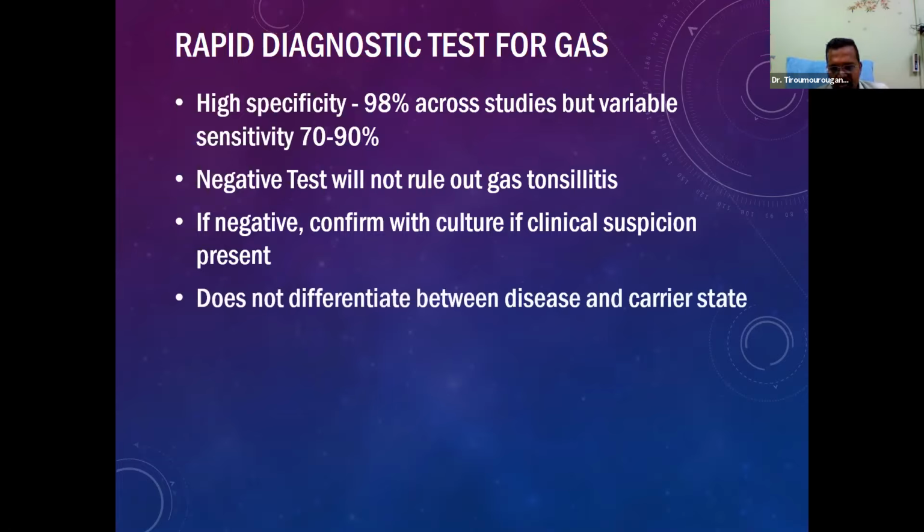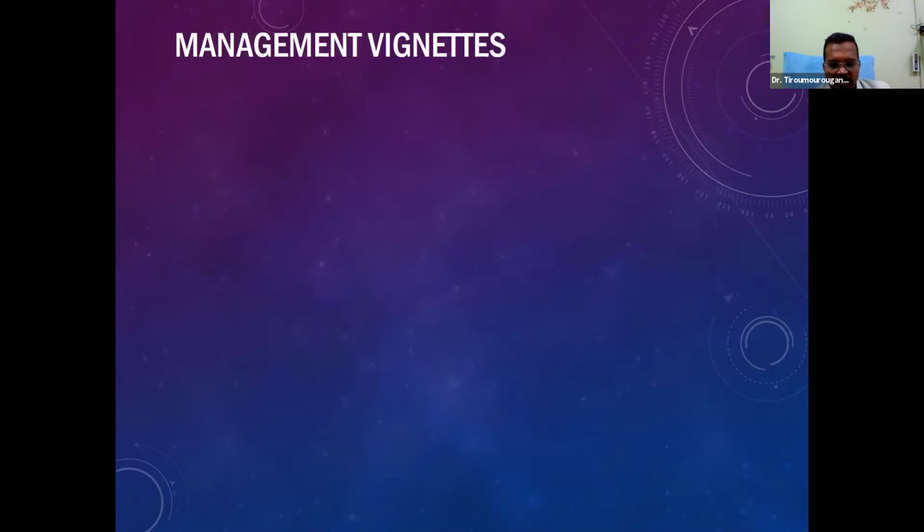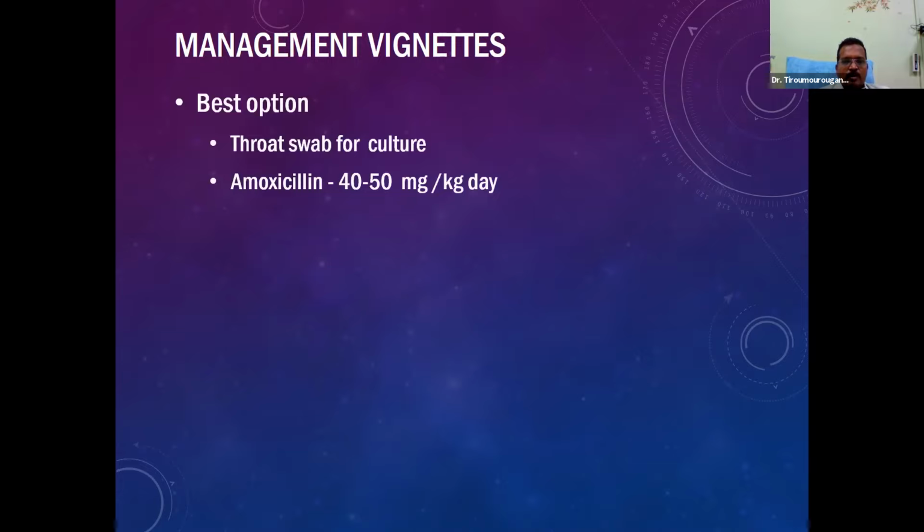But one problem with all these tests is that they do not differentiate between a disease and a carrier state. So that is something we have to keep in mind. So in the absence of a clinical feature, there's no point in taking throat swabs from everybody and then checking for a streptococcal antigen. So what would be our best option? Given the lack of universal availability of the RDT for group A streptococcus, we probably would take a throat swab for culture, which we rarely do.